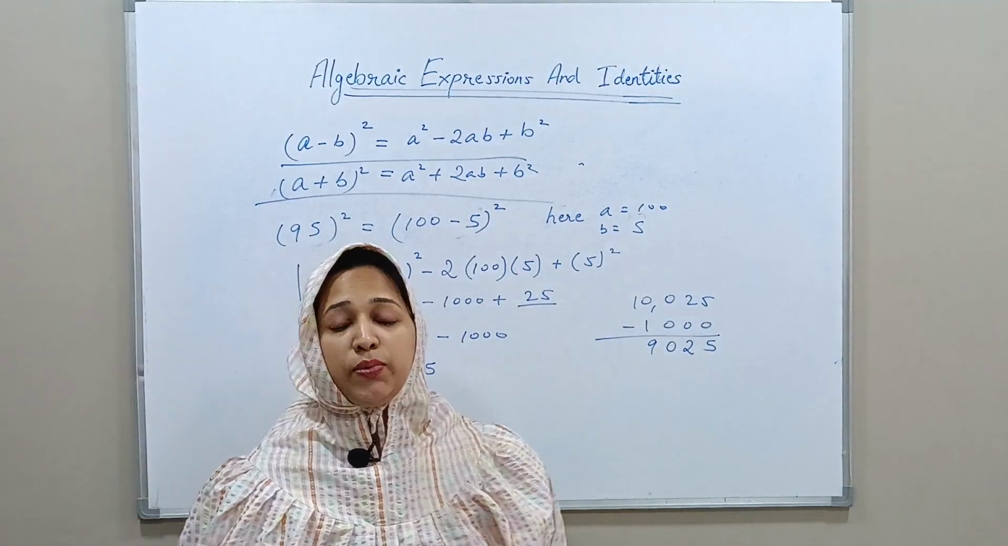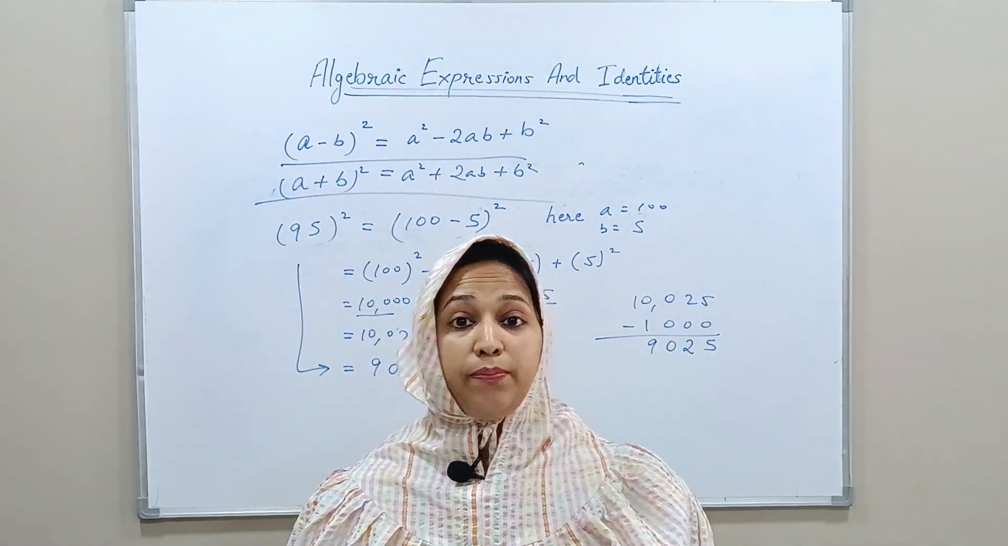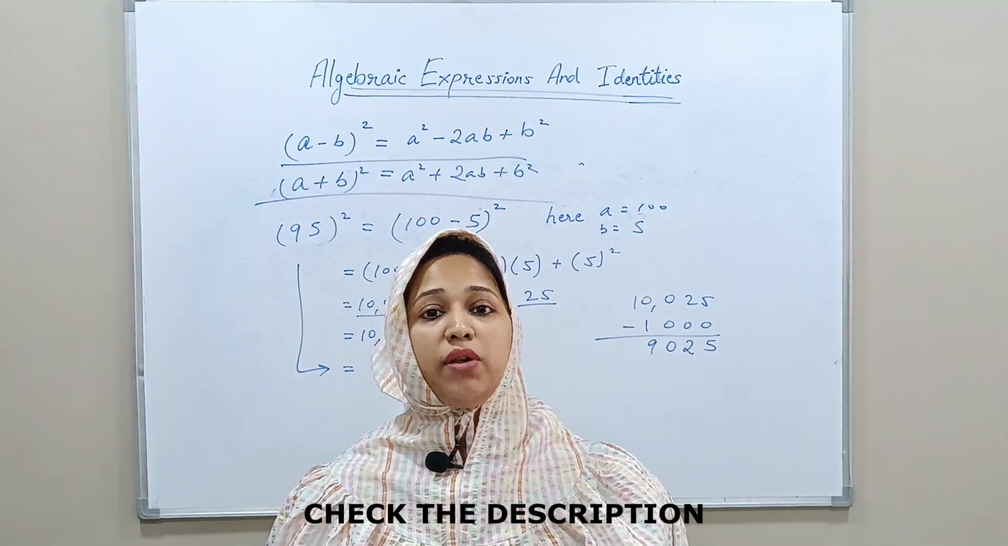I hope this concept is very clear, how we can use the identities (a + b) whole square and (a - b) whole square to solve the given expressions.